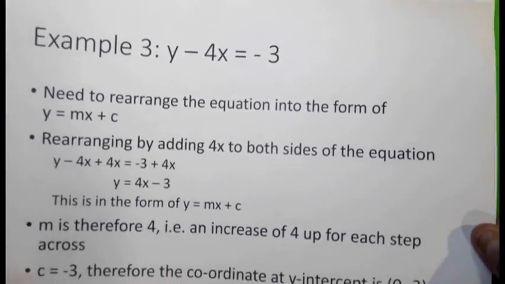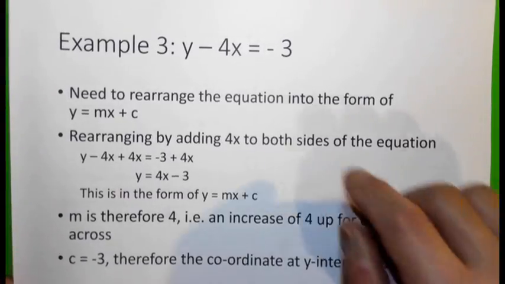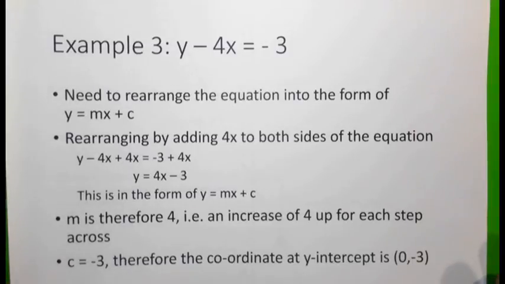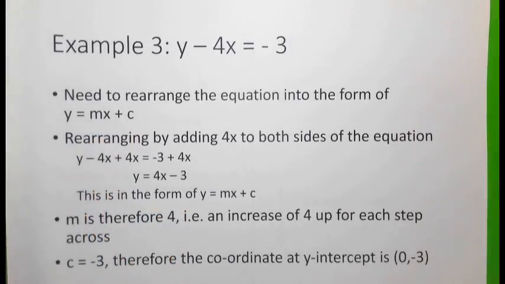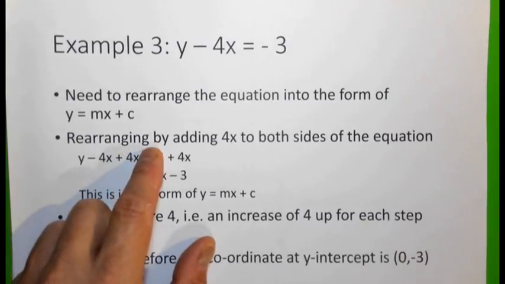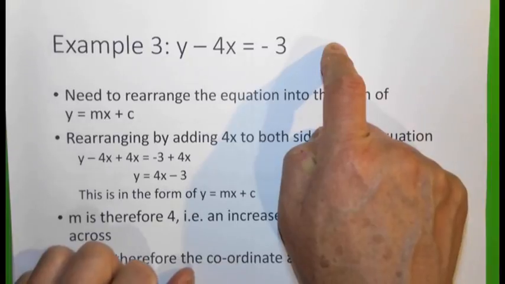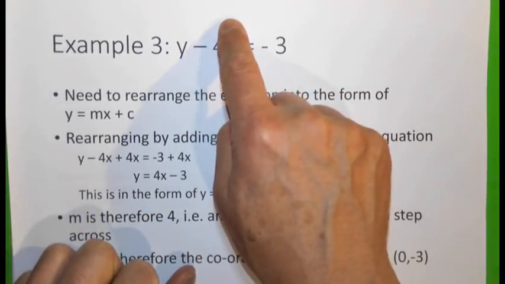Another example, y minus 4x equals minus 3. Now, this equation doesn't look much like y equals mx plus c. So we need to rearrange the equation. We can rearrange the equation by adding 4x to both sides of the equation so that we can eliminate 4x on the left hand side.